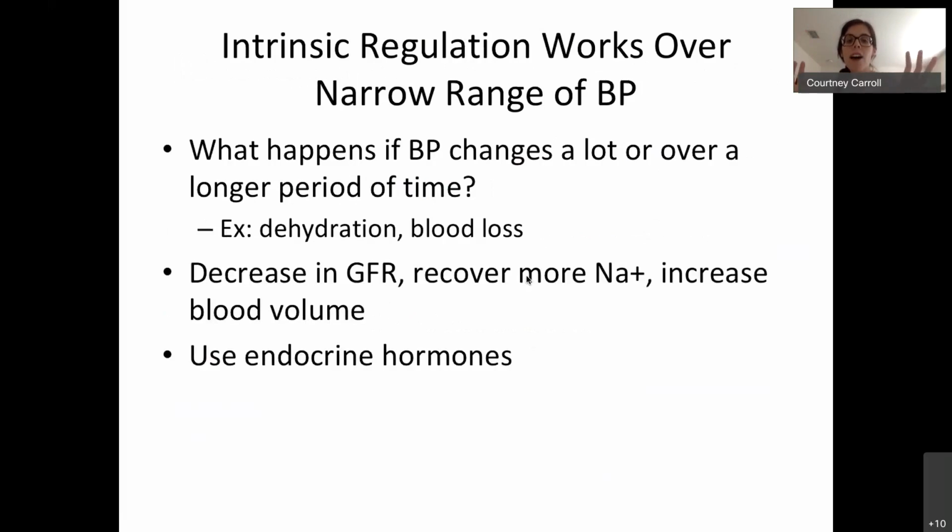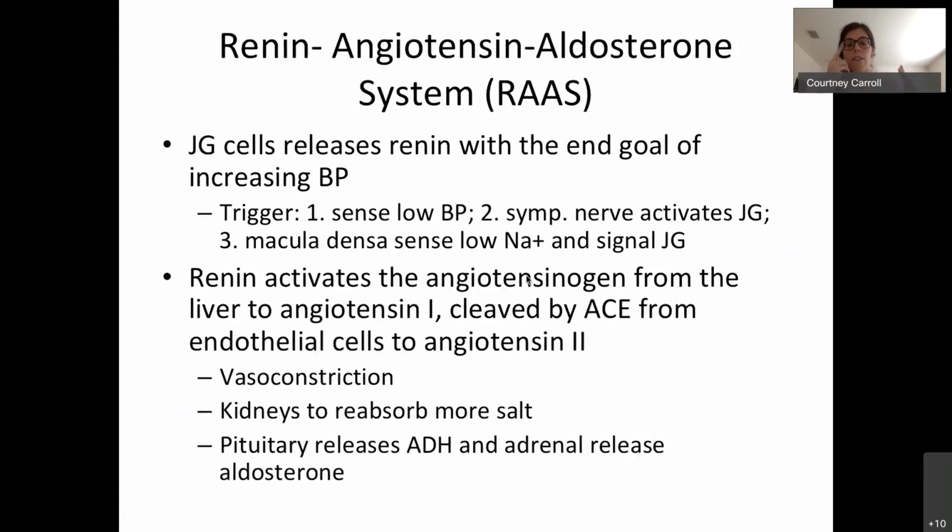So when we call in help here, we're gonna use hormones. And this is when we have a change in blood pressure that is a lot, or it's over a long period of time. So you're super dehydrated, you have a lot of blood loss, big things are happening, and you're going to use endocrine hormones to help you increase your blood volume and bring your BP back. So for this, we have that renin, angiotensin, aldosterone system. And so first I described it in words, then we went over it in pictures, and then we broke it down. So in words, first, we have those JG cells are going to release renin with the end goal again, is to increase our blood volume and increase our blood pressure.